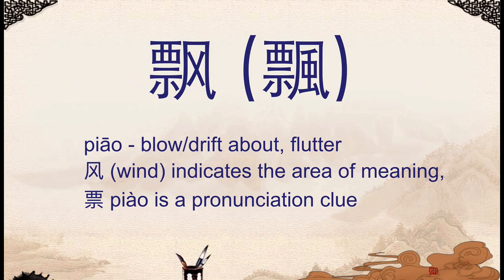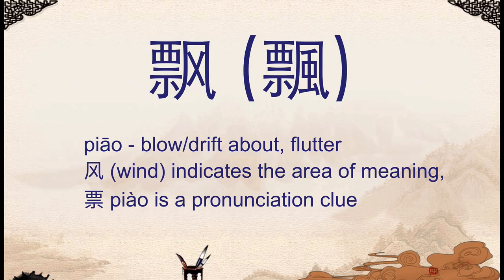Here's another example. Piao means to drift about in the wind or flutter. The right-hand side of this character means wind, and the left-hand side of the character, piao, is a similar pronunciation. So it gives us a clue about the pronunciation. In a lot of these characters, you'll notice that the part of the character that indicates the pronunciation may be pronounced with a different tone to the full character. That's why it's just a clue.